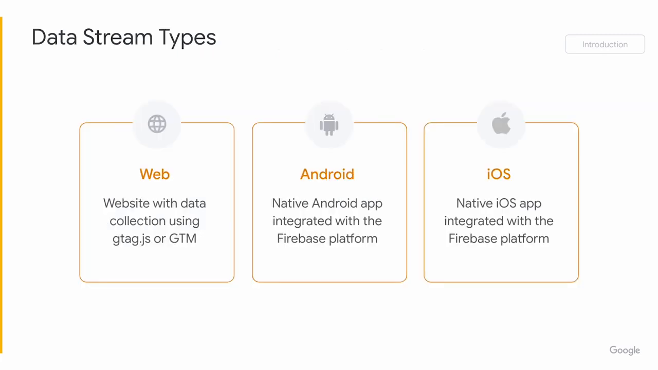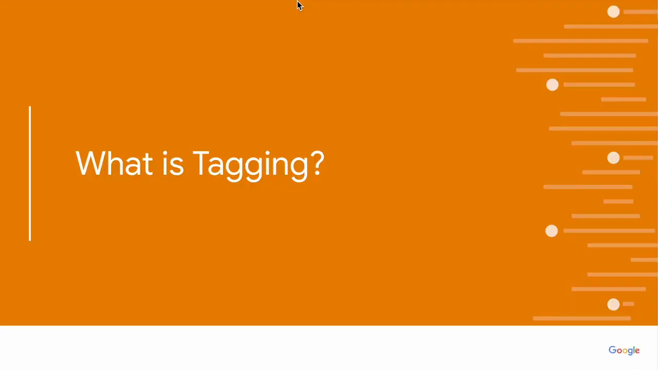For web, you're going to create, obviously, a web stream, and you're going to tag it with gtag.js or Google Tag Manager, otherwise known as GTM. If you have a mobile app, you want to create distinct app streams for Android or iOS, and you're going to create these by integrating with Firebase. And now that you've got that structure down, let's talk a little bit about what tagging looks like for each of these platforms. We'll go ahead and start with web.